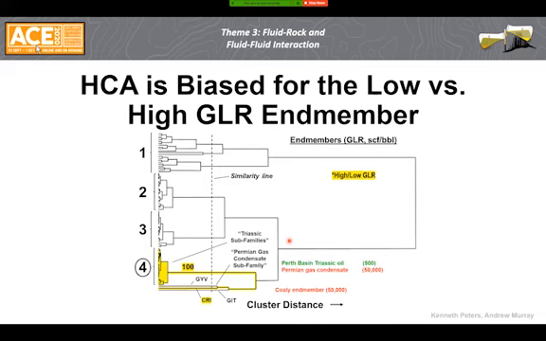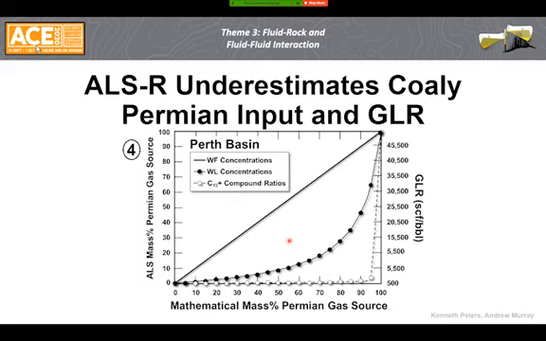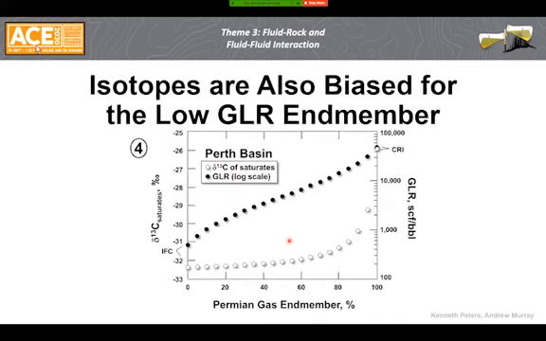Here is the extreme example from the Perth Basin. And you can see it's even more pronounced here. We see, again, that the Permian input and the GLR will be severely underestimated by the standard geochemical approach. The isotope problem is even worse in the Perth Basin because the isotopes really are not going to show much change at all until you have more than 80% Permian gas in your mixture.